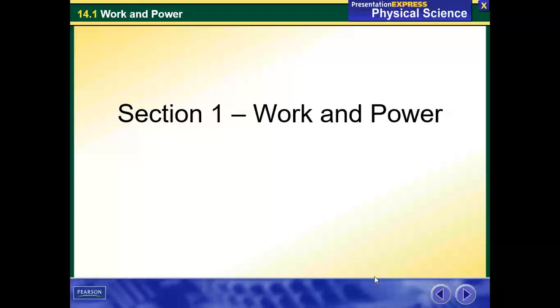Hey class, today we're going to start chapter 14. It is the last physics unit. Then we're going to do a week-long project, and then we're going to learn about astronomy. This section is going to talk about work and machines.